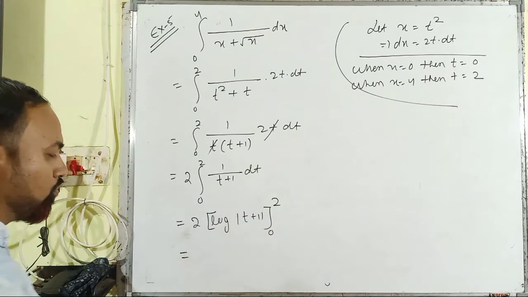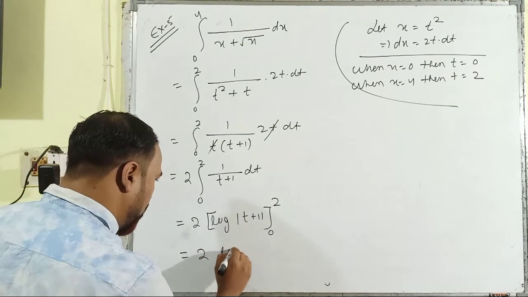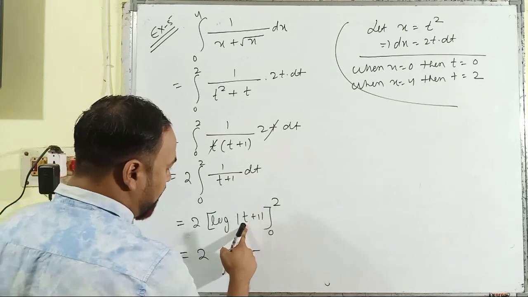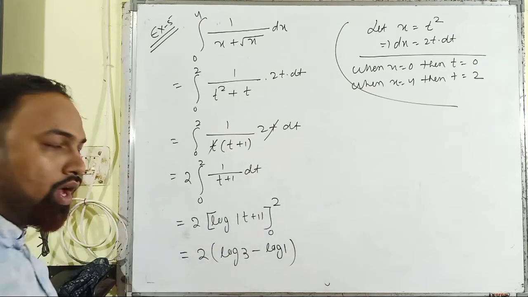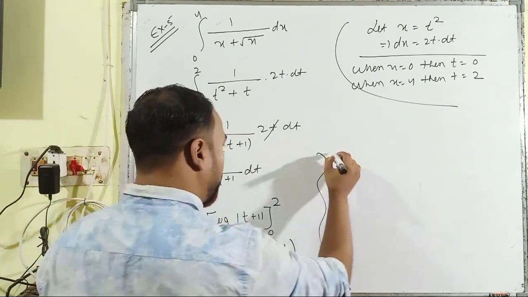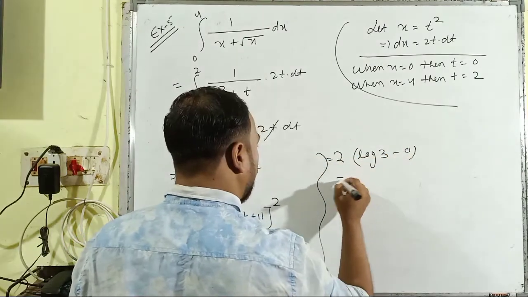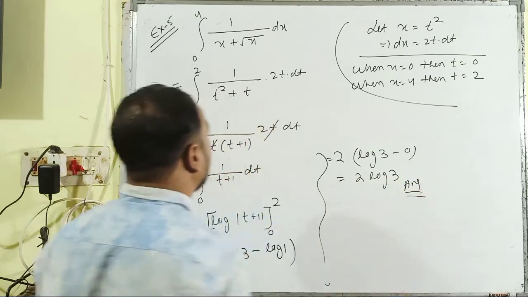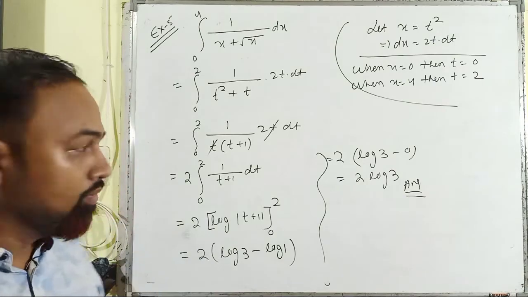Now first of all we have to put these values here. That means it is 2 log 3 minus, putting 0 here, we are getting log 1. But you know that log 1 is 0. So it is 2 log 3 minus 0. That means it is 2 log 3. And here it is the complete answer of the example number 5. Then moving towards the example number 6.